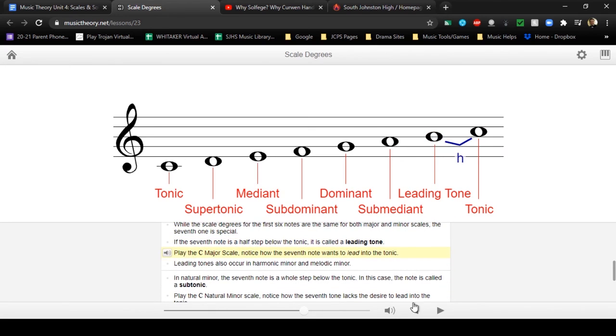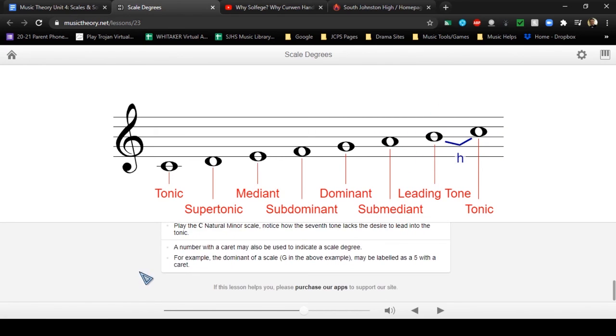Okay, now listen to this scale. This is a C major scale because it starts on the note C. Here's our note C, pitch C. Here's the C major scale. Hear how it wants to lead into the tonic. Okay, so that's number 7. Note number 7 is the leading tone wanting to lead to the high tonic.